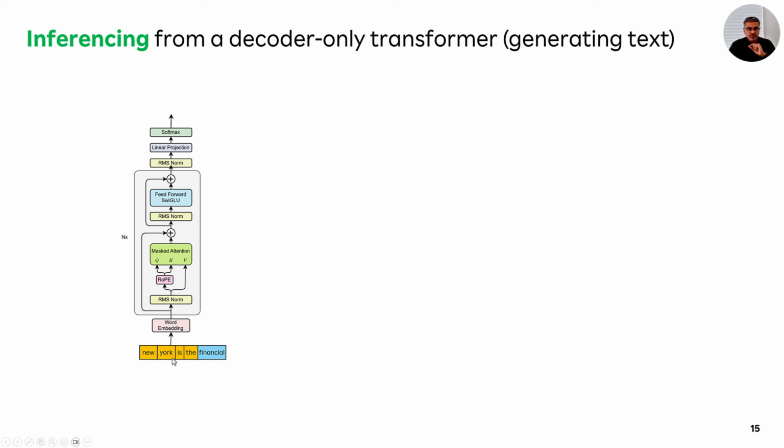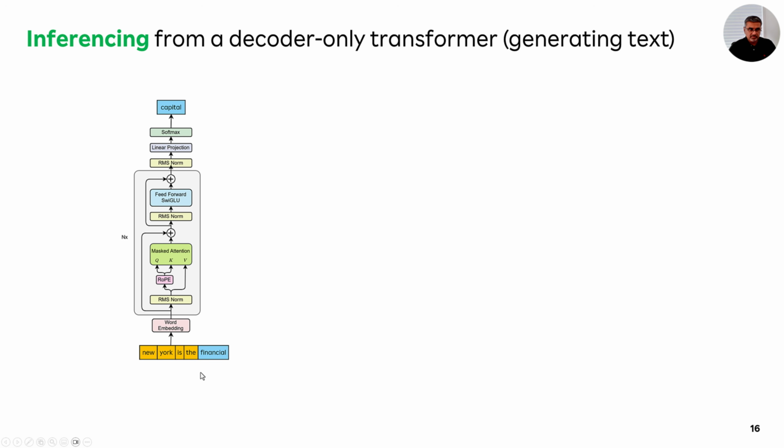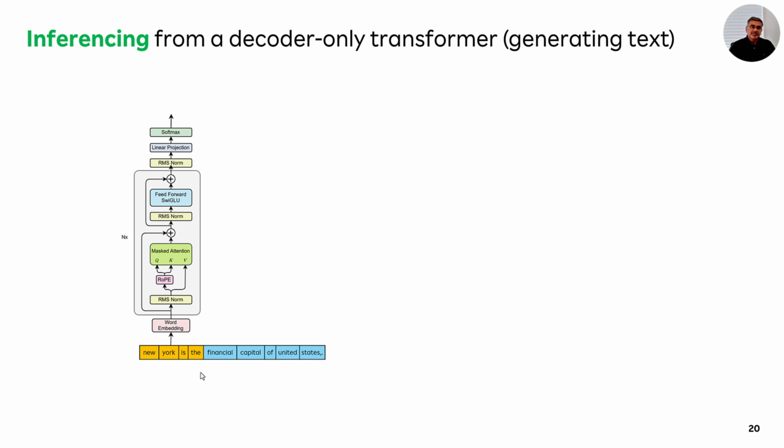Now you take this "financial" and you add it back to these tokens. Initially, the prompt tokens were "New York is", so it predicted "financial", you add that and you pass that back into the neural network, the decoder only LLM, and it predicts the next token, "capital". Now you add that back and you feed this combined thing back into the LLM and it predicts the next word, which is "of", and you keep repeating this, "United" and "States". Now you pass this into the LLM and it generates "States".